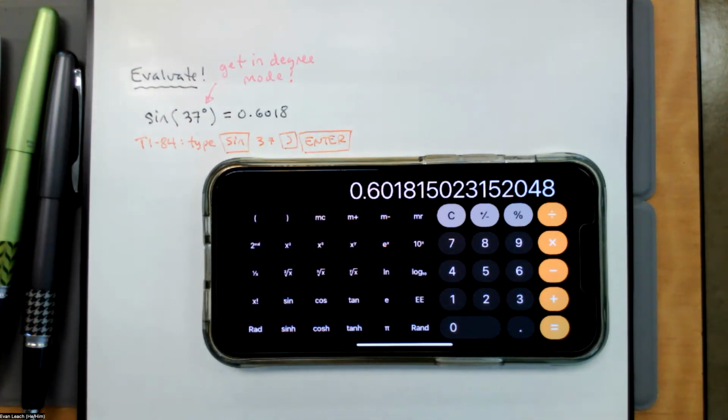Did that work? I don't know what it looks like on Samsung phone because I don't have one. There's a little button that says rad or deg. Do they have a Samsung phone?